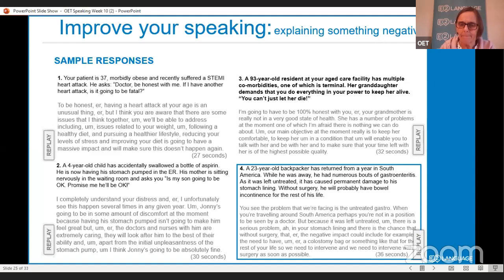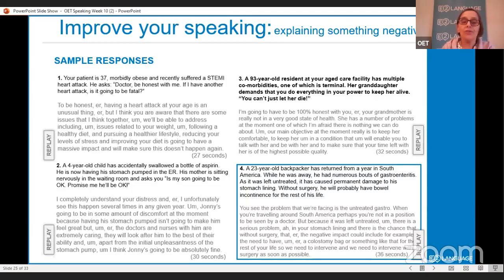You see, the problem that we're facing is the untreated gastro. When you're traveling around South America, perhaps you're not in a position to be seen by a doctor, but because it was left untreated, there is a serious problem in your stomach lining, and there is the chance that without surgery the negative impact could include, for example, the need to have a colostomy bag or something like that for the rest of your life. So we need to intervene, and we need to intervene with surgery as soon as possible.